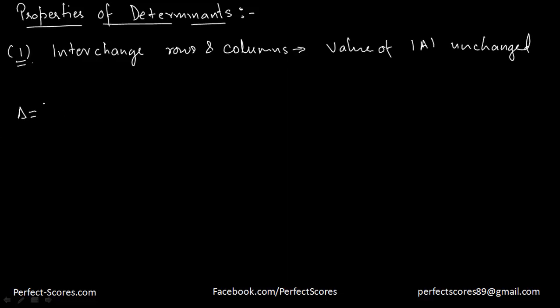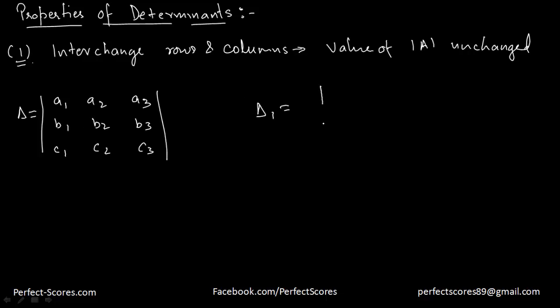Let's suppose we have a determinant in which this is a1, a2, and a3, and let's say this is b1, b2, and b3, and we have this as c1, c2, and c3. And let's talk about another determinant in which I invert the rows into columns, kind of find the transpose of this determinant here. I make this row as this column, and I make the next row as the next column. So this is how we do it.